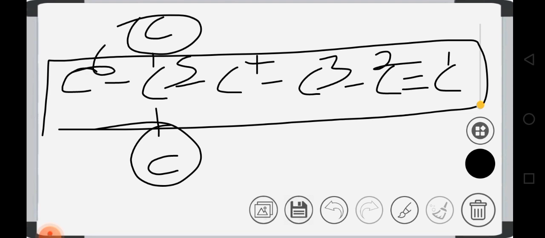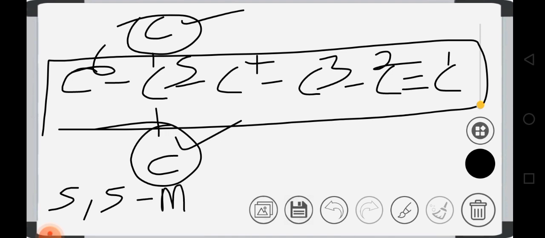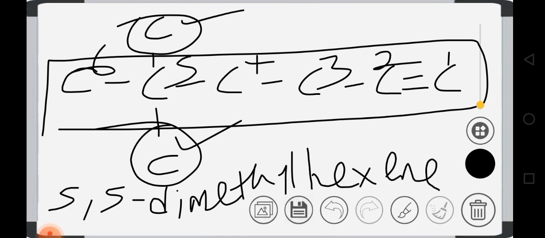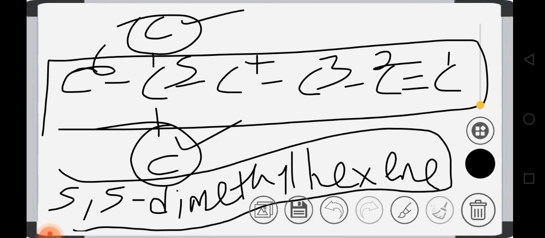So this is going to give us 5 for this first one, 5 for the second one. And what is the name? Methyl. And how many of them do we have? We have 2 of them. Since we have 2 of them, we denote them with di, that means 2. Dimethyl. And the parent is 6 carbons, that is hexene. Think of that. It's very, very important. So the name of this one is 5,5-dimethylhexene. That's the name of this one.